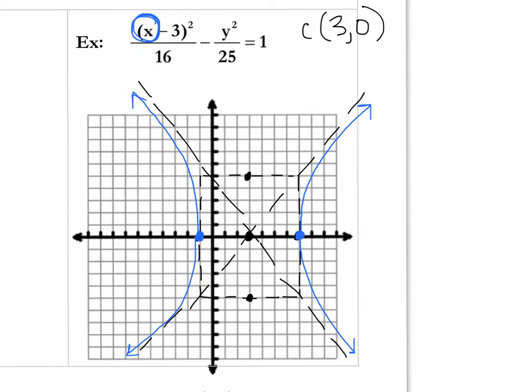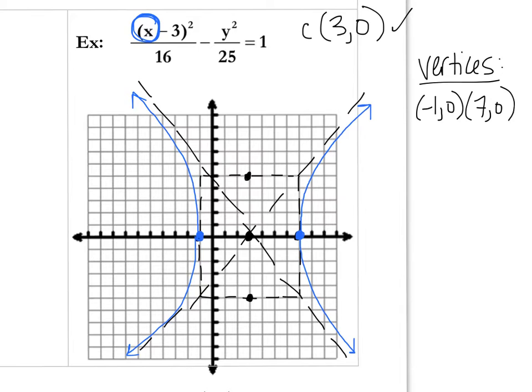So let me go to number 1. We already got the center. So I could also ask you, what are the vertices? AKA, what are the points that we used to make our hyperbola? So those are the points that I outlined in blue. And those are exact values. So what are those points? -1, comma 0, and the other one is 7, comma 0. So that's that. Another thing I could ask is length of transverse axis.